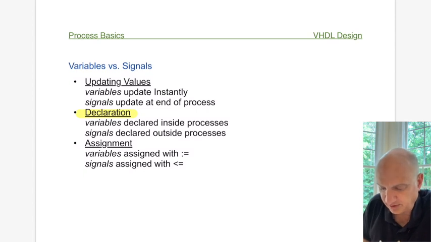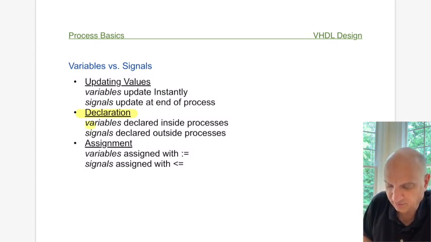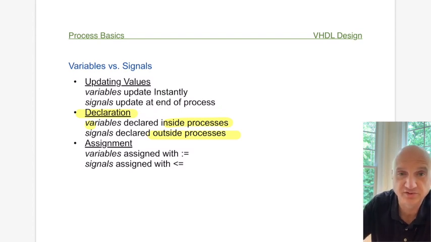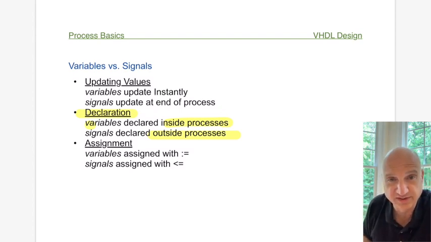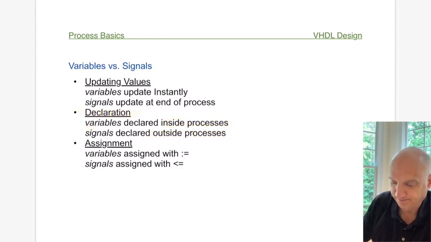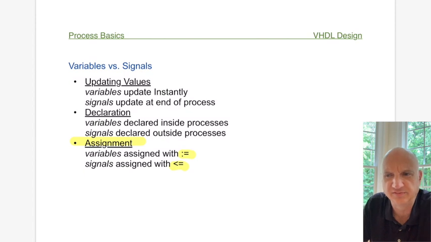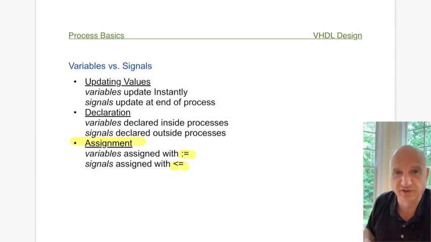The declaration: variables can only be declared inside of processes. Signals are declared outside processes as part of the architecture. So you will declare your signals in the architecture, and you'll declare your variables inside the processes. And lastly, the assignment: the colon-equal is the assignment operator for a variable, and of course the less-than-or-equal is the signal assignment operator. We're going to see in future videos lots of examples of processes and different ways to specify processes, but I wanted to hit all the basics first before we dove into the examples.